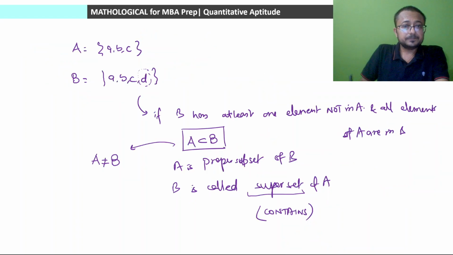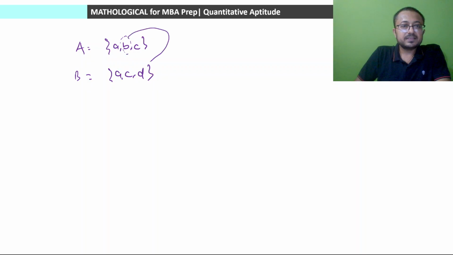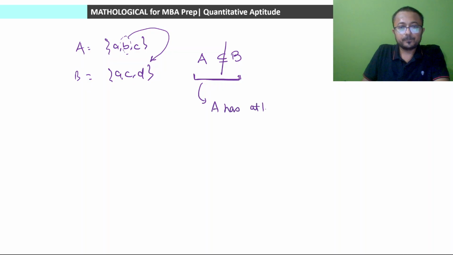And if there are two sets, let us say A is the set {a, b, c} and B is the set {a, c, d}. In such a case, A has an element, that is b, which is not included in set B. So in such a case, A is not a subset of B. This can be written in this manner: A is not a subset of B, and this implies that A has at least one element that is not in B. This statement, क्योंकि अगर कभी इसी क्वेश्चन में ये स्टेटमेंट मेंशन है, implies that A has at least one element that is not in B.